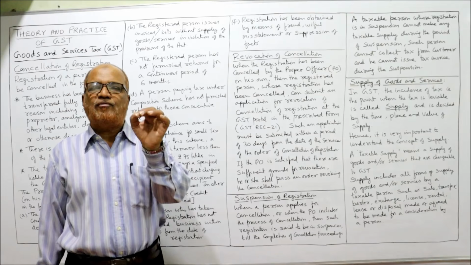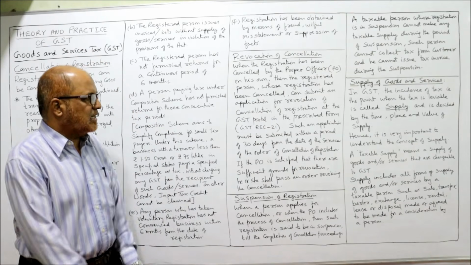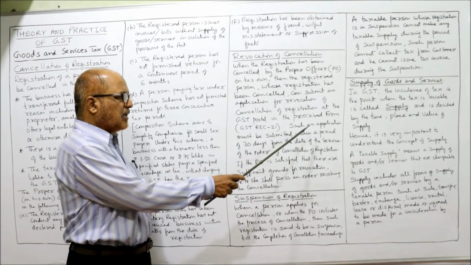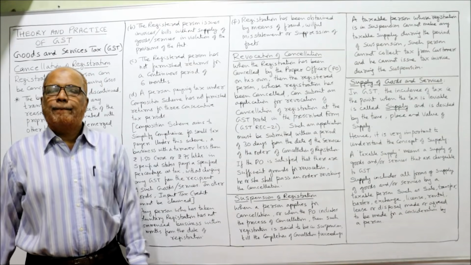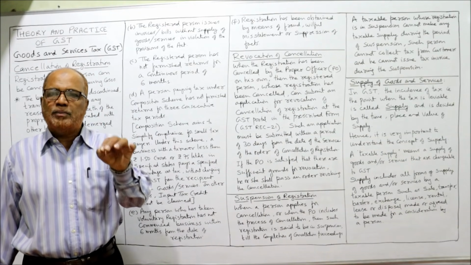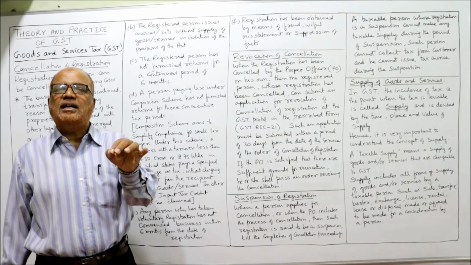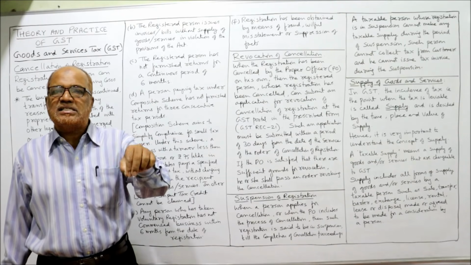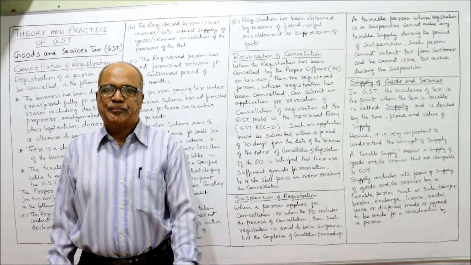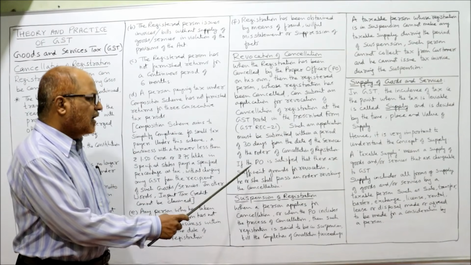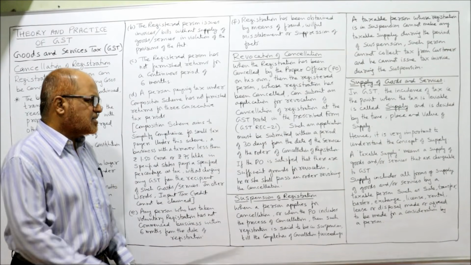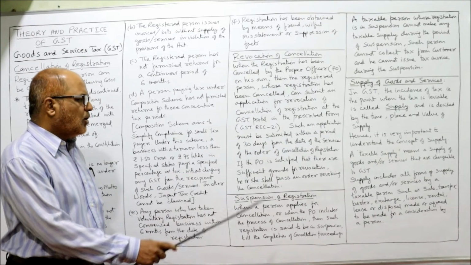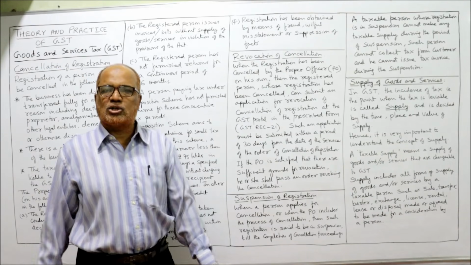GST REC 21 is the form for revocation of cancellation. Such an application must be submitted within a period of 30 days. This application for revocation should be submitted within 30 days from the order of cancellation given by the PO. And if the PO is satisfied that there are sufficient grounds for revocation, he or she shall pass an order revoking the cancellation.